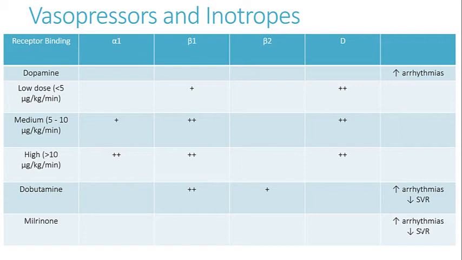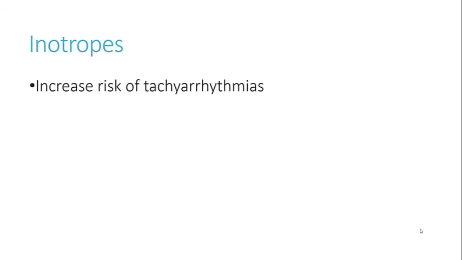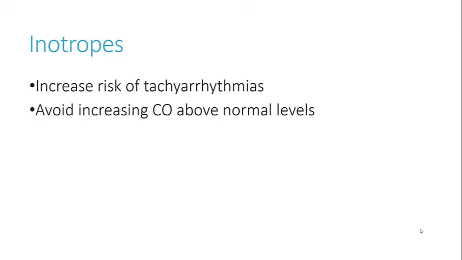As far as the inotropes, dobutamine and milrinone, they both increase arrhythmias. Dobutamine seems to increase arrhythmias a little bit more and give you a little bit more possible hypotension from the decrease in the SVR. So for here, milrinone would be the inotrope of choice. So we try to avoid them if possible because of the increased risk of tachyarrhythmias. We want to, just like we do normally with people without PH or PAH, just avoid increasing cardiac output above normal levels to decrease the risks.